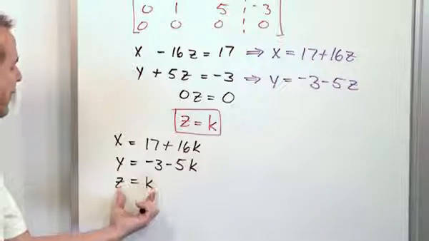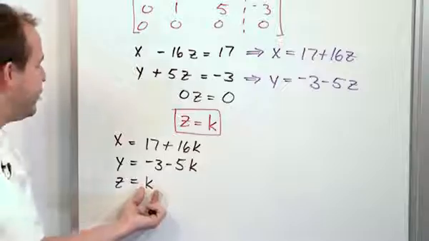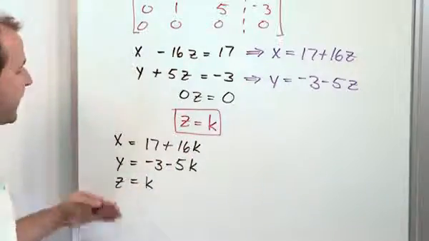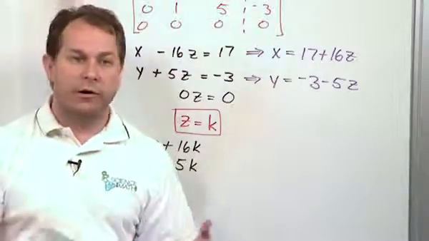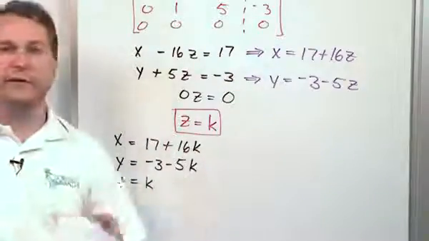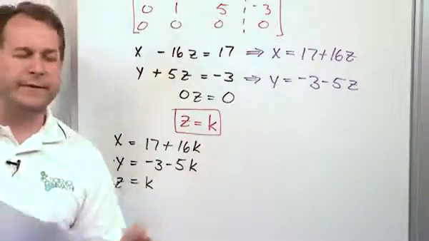You're just saying that we're allowing k to be anything, and when you pick a number for k, you're locking down the values of x, y, and z that are associated with that according to these relations. So there's an infinite set of solutions.